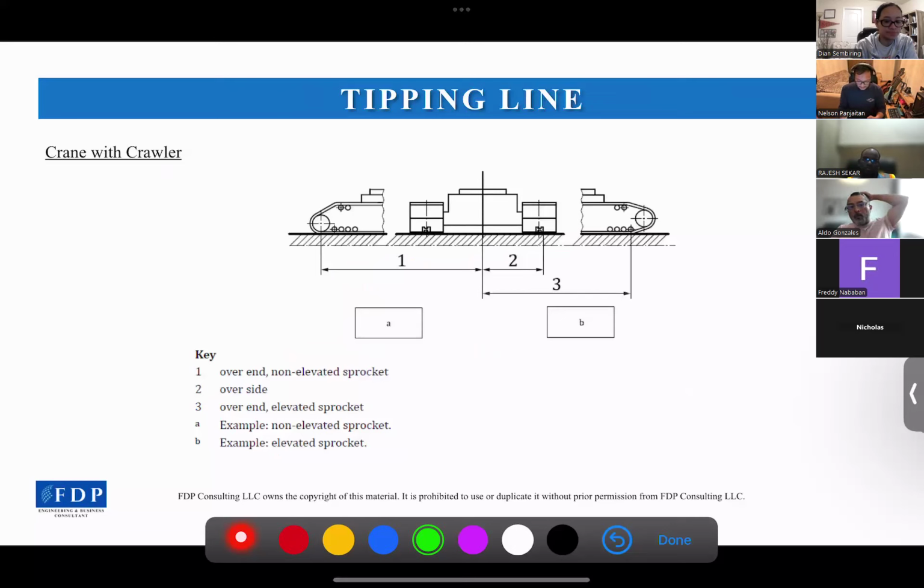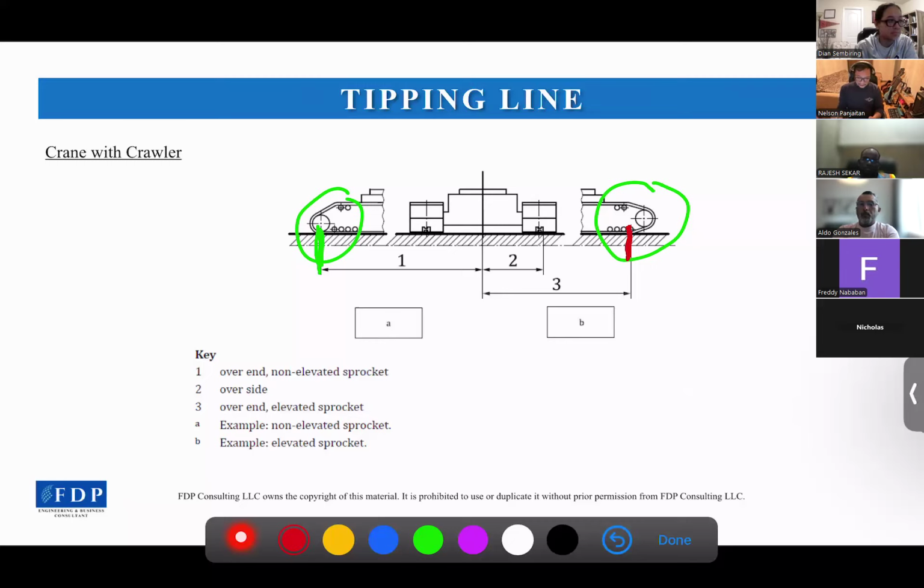And the next one is a crane with a track or crawler. There are two types of track we see here. One is a track with a non-elevated sprocket here. For this type, the longitudinal tipping line will be drawn from the center of the sprocket here. And the other one is an elevated sprocket here. And for this type, the longitudinal tipping line will be drawn from the edge of the track which is touching the ground. So let's say it will be here.